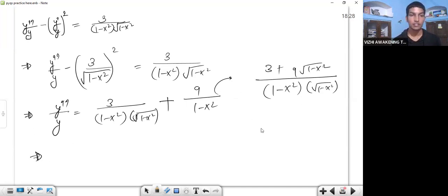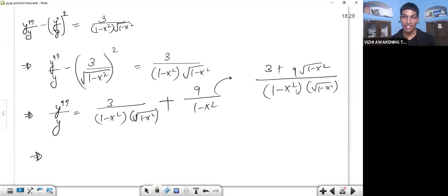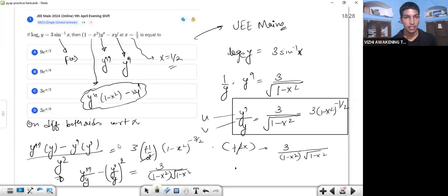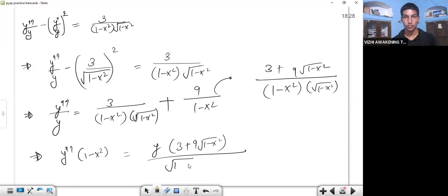now as we had to find out what y double dash into 1 minus x square. So let's go in this direction, send y upwards and take 1 minus x square to the left hand side's numerator. So y double dash into 1 minus x square. Yes, we are doing it right. Into y into 3 plus 9 square root of 1 minus x square divided by square root of 1 minus x square. Now that we have left hand side, this term is somewhat relevant to the question statement.